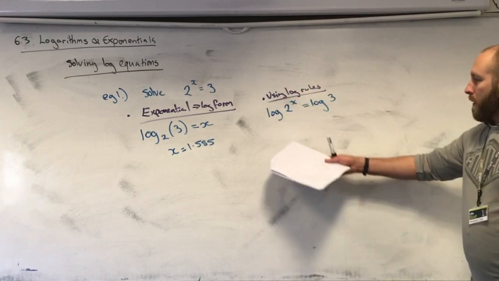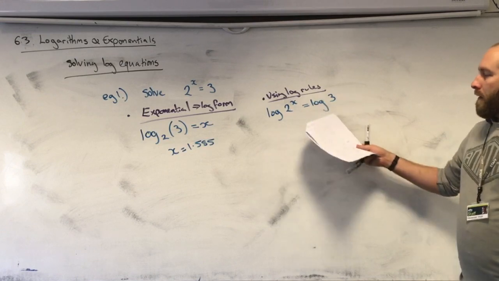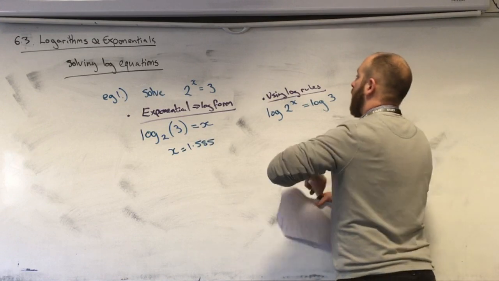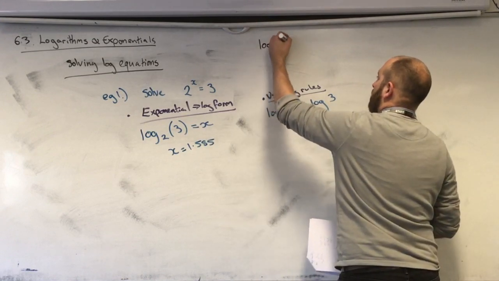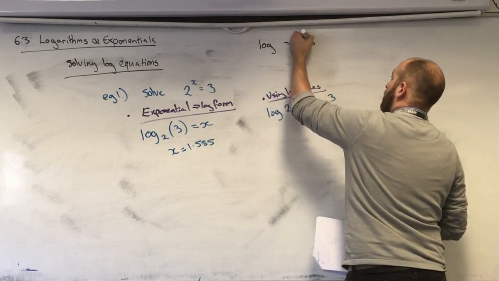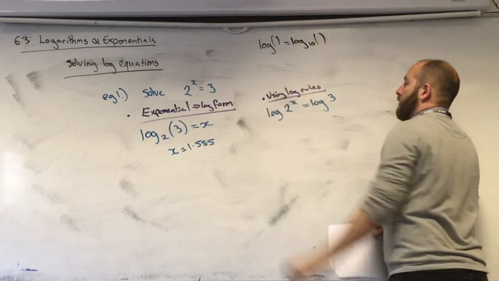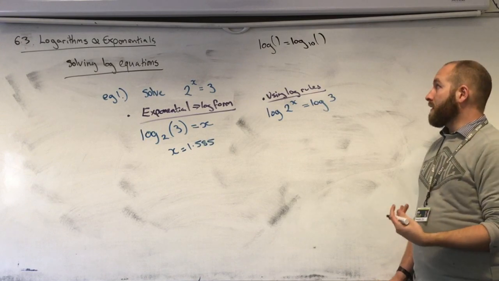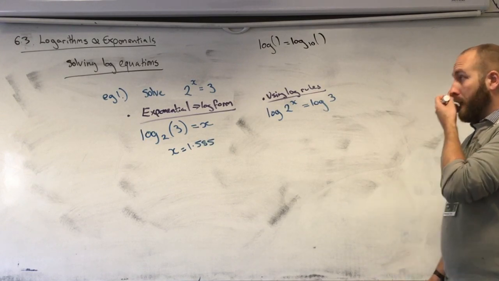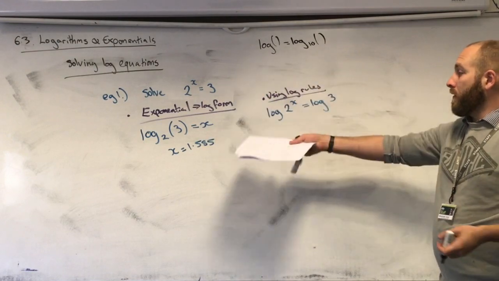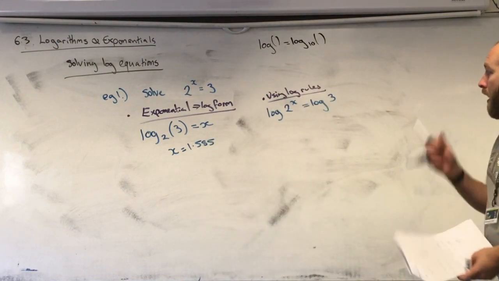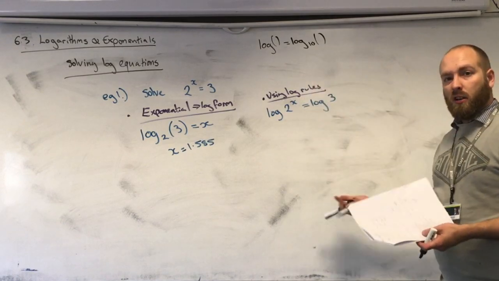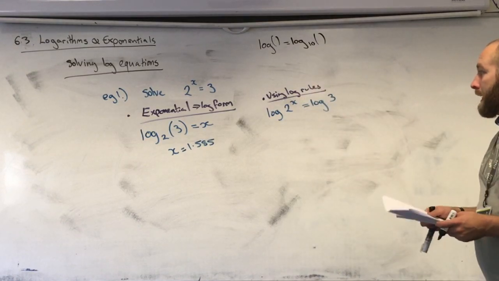And some of you might be wondering why I haven't written a base on these. If you don't write a base on a log, it means base 10. So let's just write that at the top. The reason we use base 10 is it's most common when we're dealing with sciences, so it's quite a well-used base, and your calculators will have just a log button rather than a log base button. So what we can do now is just split this up. You could do this with any base, but it's just easier to write log and be a bit lazy and not put the base 10 in.